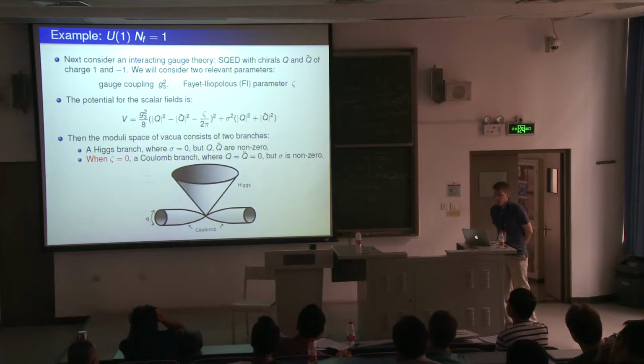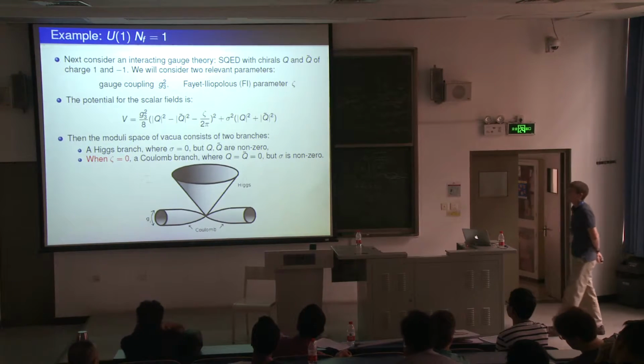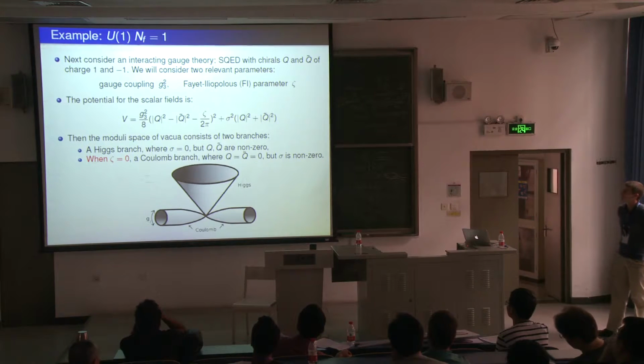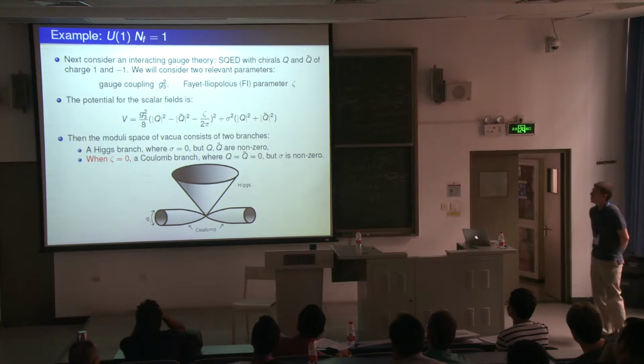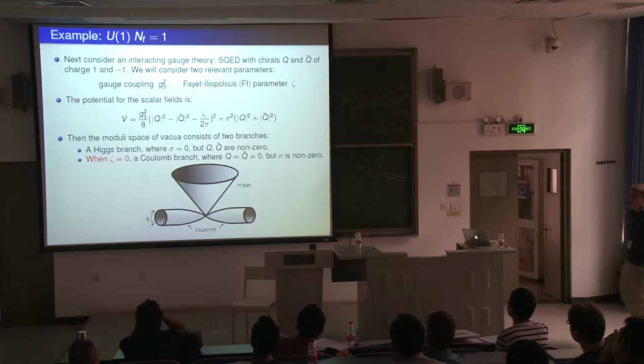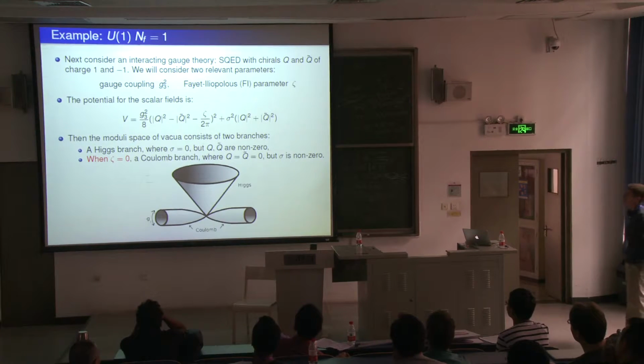Okay, so now let's go to a more interesting example. So in an interacting gauge theory, let's look at SQED with one flavor, or in other words, two chirals of charge 1 and -1.